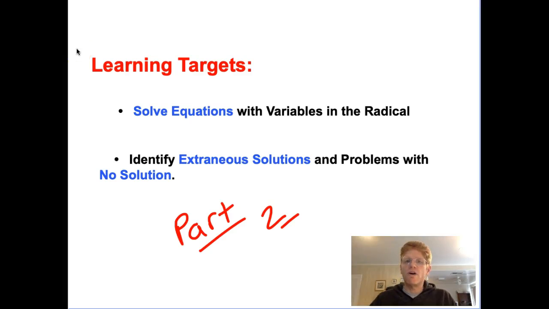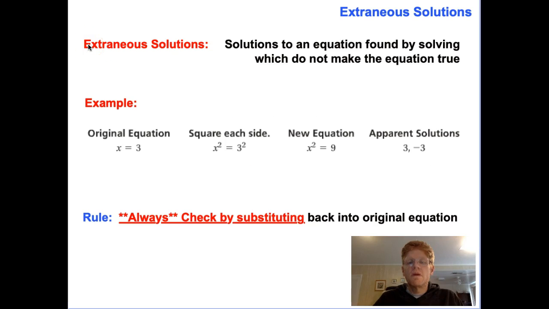We've already looked at how to solve equations with variables in the radical. Let's now talk about what happens when one of our solutions doesn't work, or maybe when we have no solution at all. Sometimes when we solve an equation, particularly equations with radicals, we get answers that don't work, and we call these extraneous solutions, from the word extra. Extraneous solutions are solutions to an equation found by solving which don't make the equation true, and here's an example.